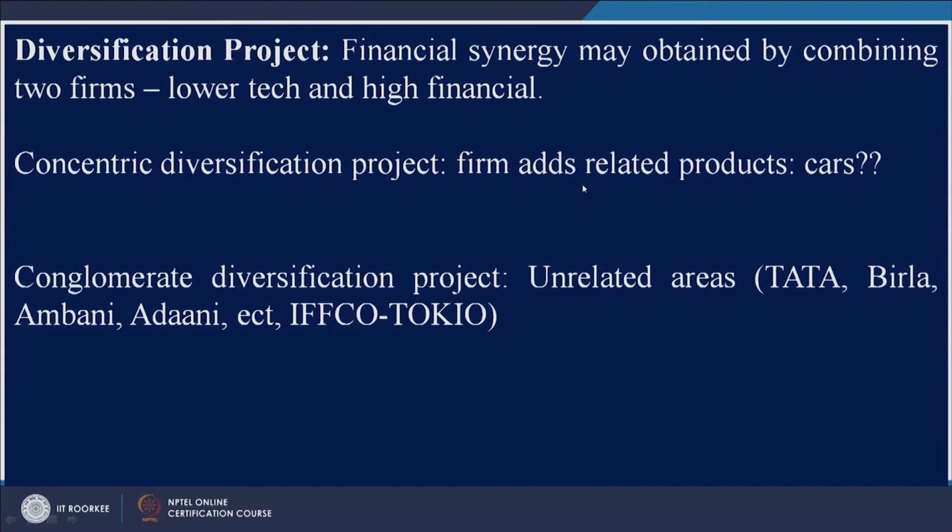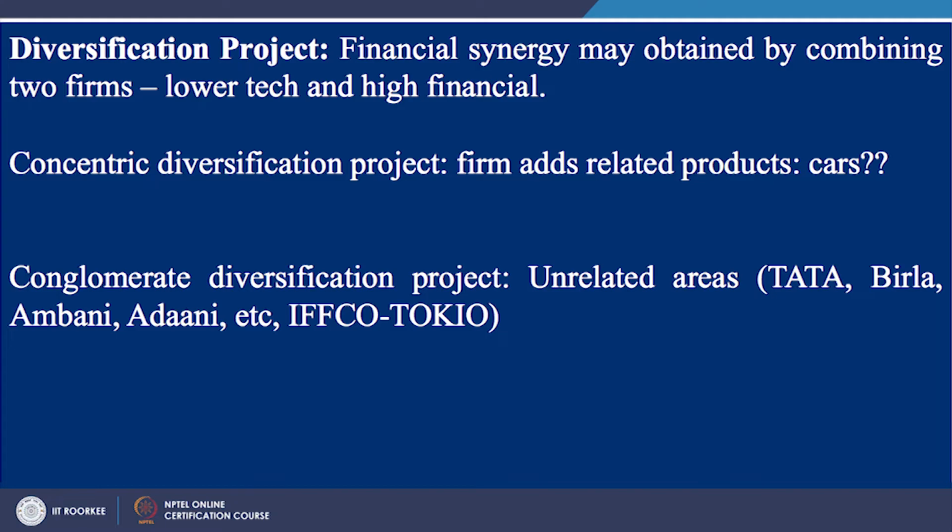For example, let us say you have got cars being manufactured by Maruti. What would be the concentric diversification project for Maruti? If Maruti also starts making two wheelers, that would be a concentric diversification project. On the other hand, you have got conglomerative diversification project, when diversification takes place in unrelated areas.